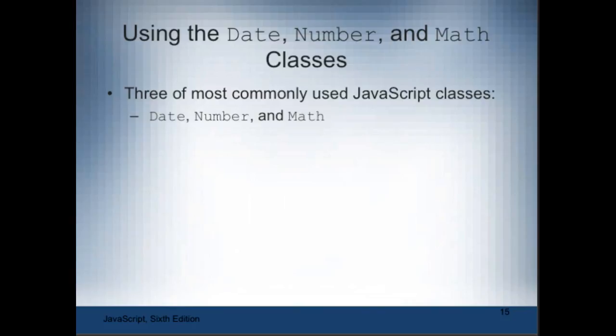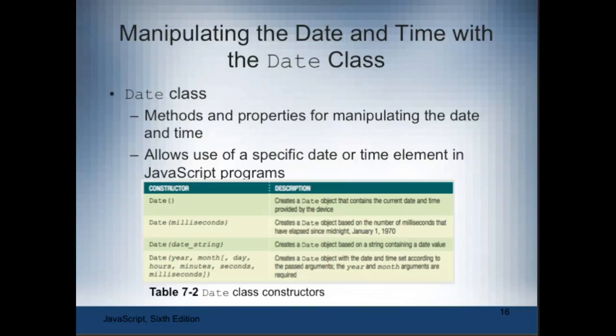Three of the most commonly used JavaScript classes are the date, number, and math class. The date class contains methods and properties for manipulating the date and time. It allows you to use the current date and time or a specific date or time element, such as the current month, in your JavaScript programs. You create a date object with one of the constructors listed in Table 7.2.